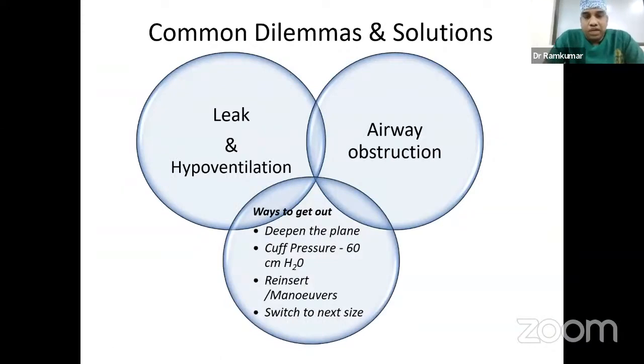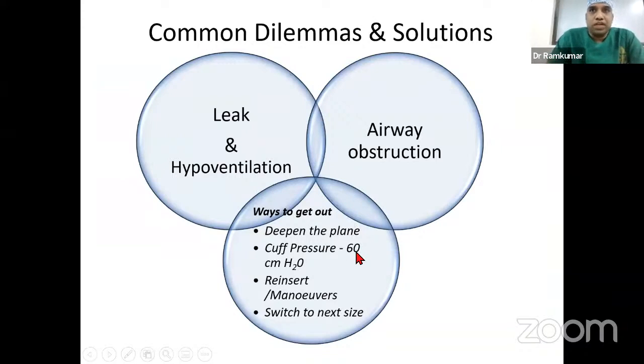The common advice is that wherever you're not able to ventilate or there's a leak, the problem is the adequacy of the plane. If the plane is inadequate, the vocal cords tend to move and will not allow us to ventilate properly, or it may end up in laryngospasm. Another problem is that the pharyngeal muscles can still contract, so they can displace the device away from the glottis. That's the issue with inserting a supraglottic device in an inadequate plane. So deepen the plane of anesthesia, especially with intravenous anesthetics. Make sure the cuff pressure is within 60 centimeters of water.